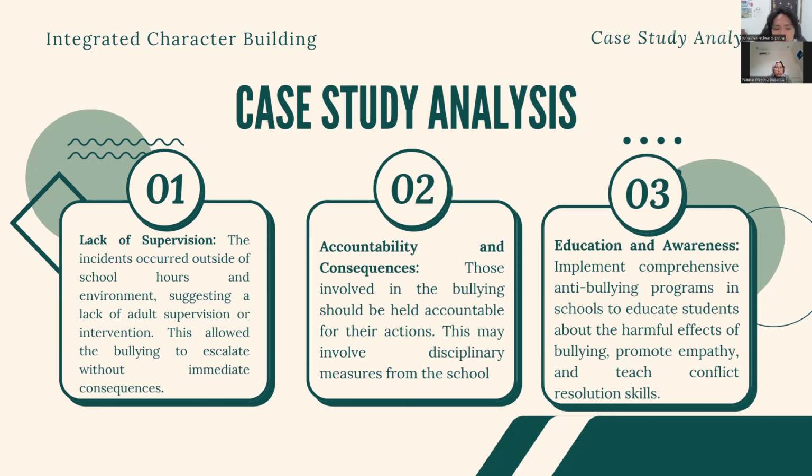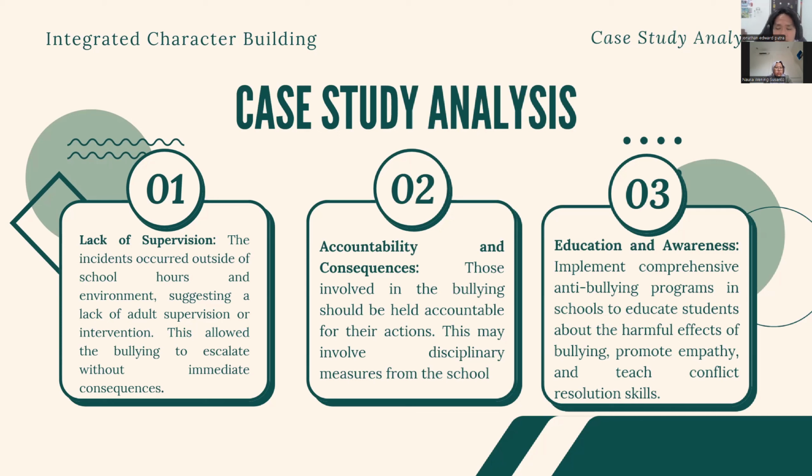Second one, I want to explain about accountability and the consequences. Maybe the people who bully don't know about the exact consequences and the accountability from the school. They just want to be juveniles, or they just want to break the rules.